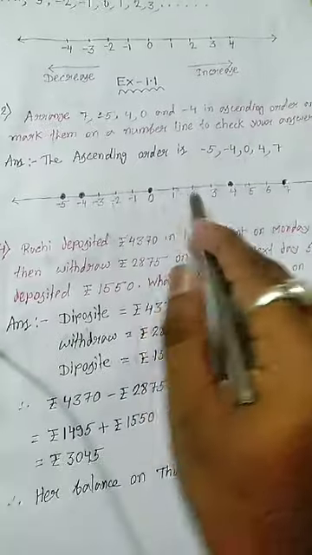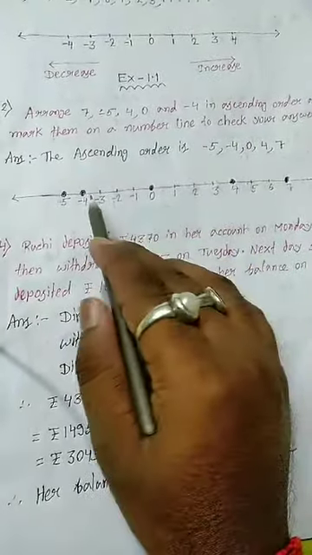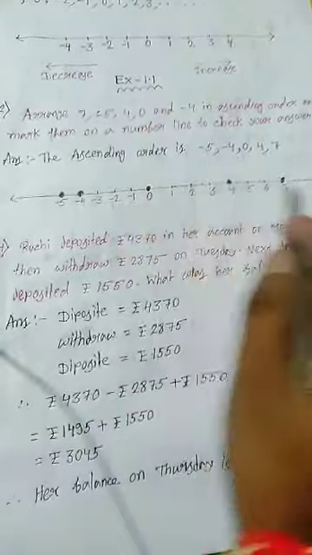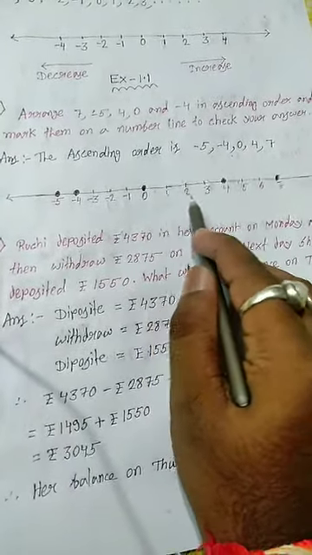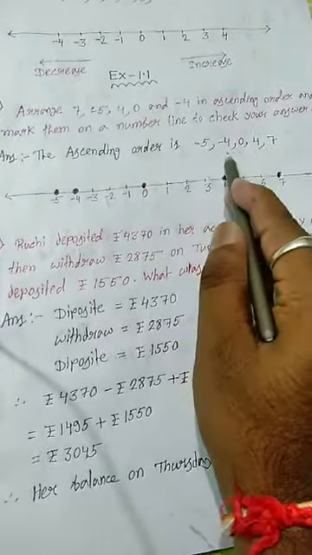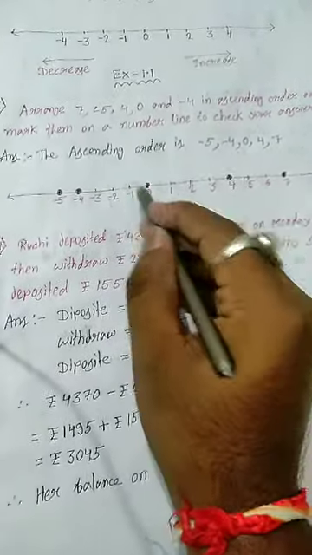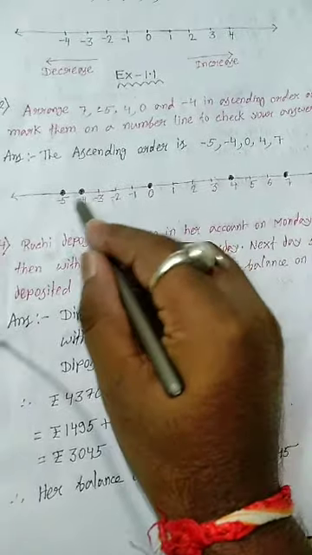Now draw this one. This is a number line. Whenever you draw this, always use a scale. And 0, this one 1, 2, 3, 4, and you have to indicate those points. Indicate the points like this way. Clear?